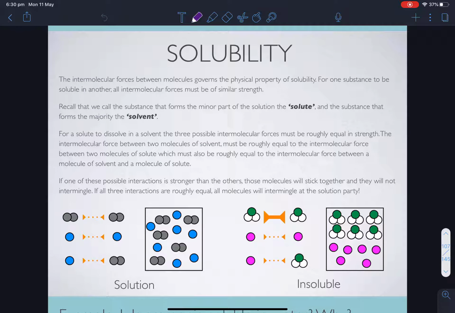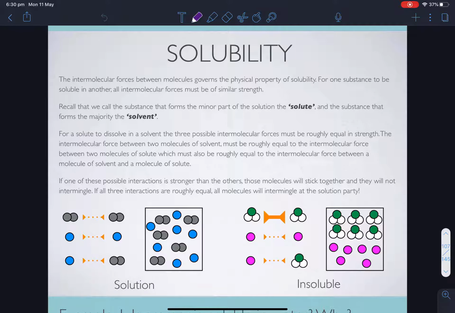Hi everyone, new video in the series on the chapter on intermolecular forces. In this video we're going to talk about how the types of intermolecular forces present between molecules affect the chemical's solubility, a physical property, and also its melting and boiling point, also physical properties. So let's start off by thinking about solubility.